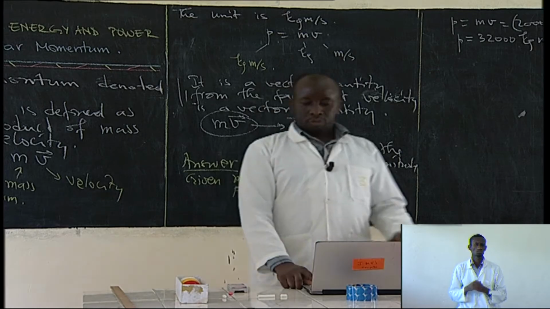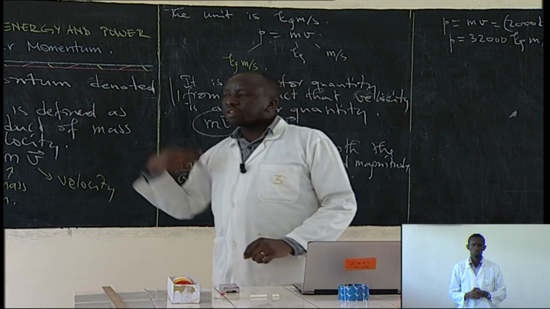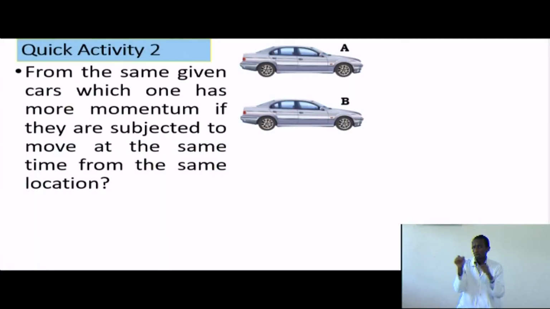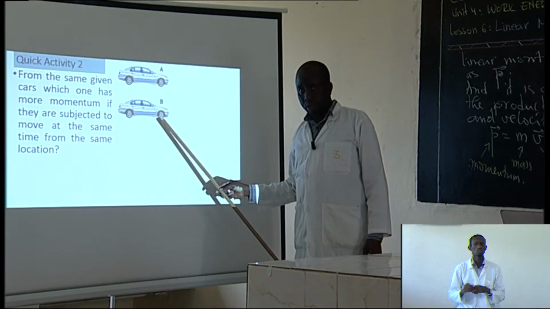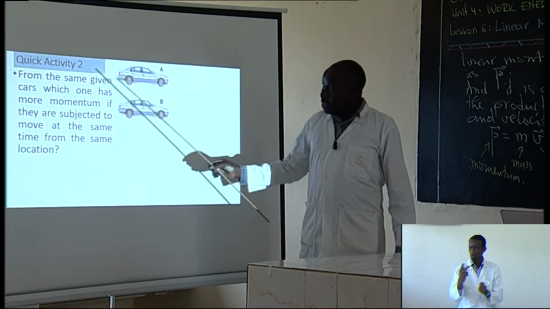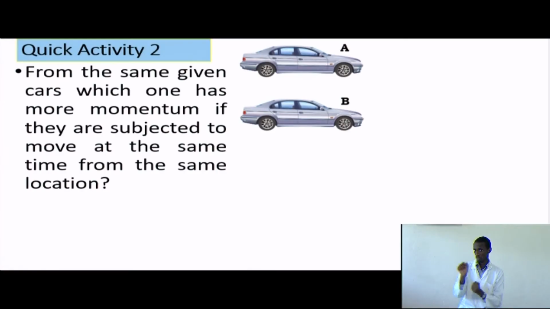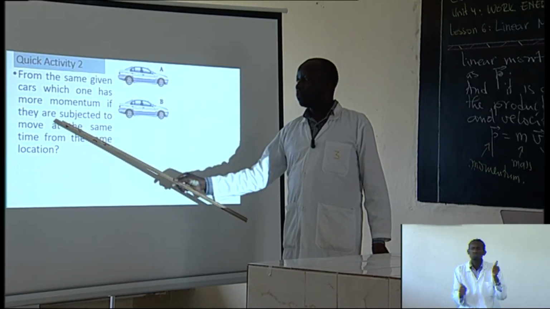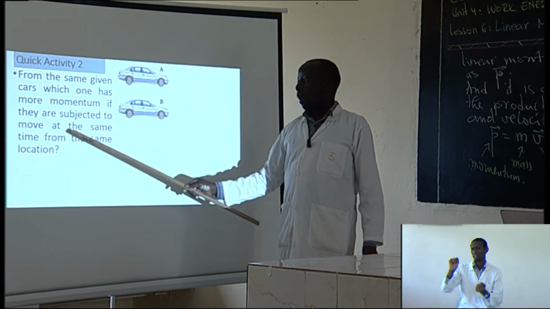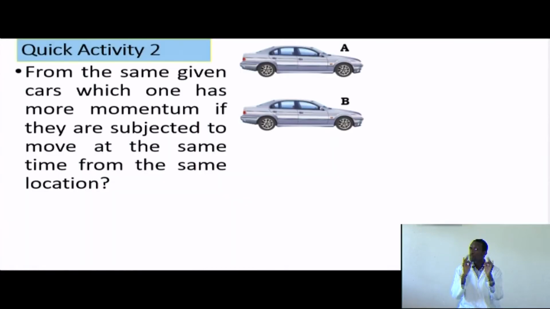So then let's continue. I have the same cars, but this time I have two cars. I named them A and B. This is activity number 2. From the same given cars, the same means what? They are with the same mass. Good. Which one has more momentum if they are subjected to move at the same time from the same location?